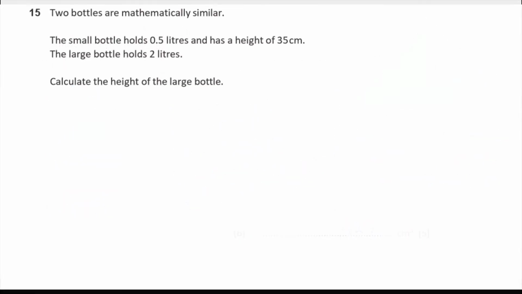Okay. Question 15. Two bottles are mathematically similar. The small bottle holds 0.5 litres and has a height of 35 centimetres. The large bottle holds 2 litres. Calculate the height of the large bottle. Okay, so we've been given the heights and we've been given the capacity, which is equivalent to volume of these shapes, isn't it? So what is the ratio of their volumes?